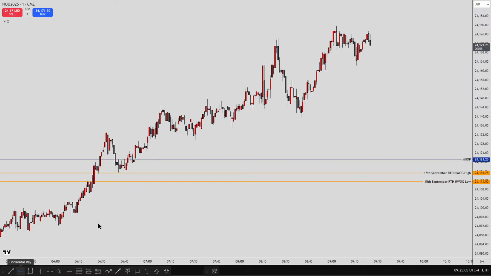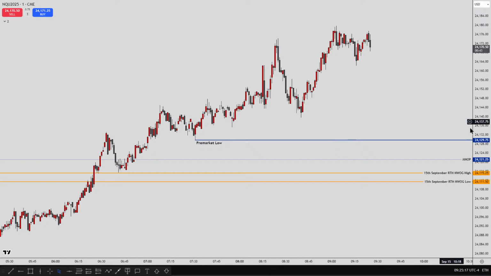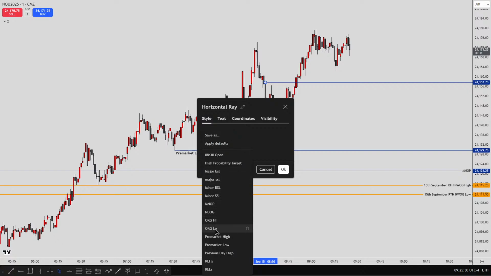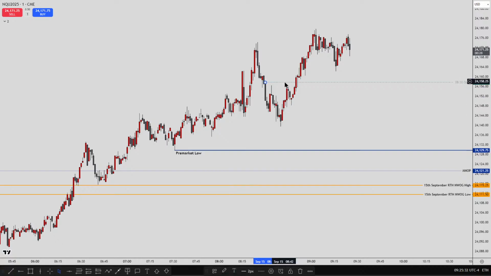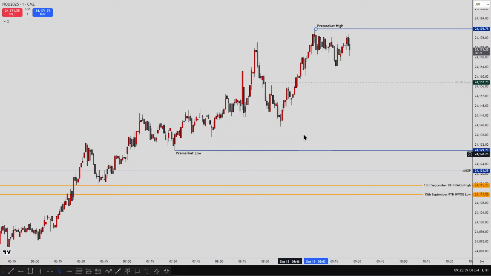Okay, looking at our pre-market range. I'm not going to be with you for the entire session, but I do want to just give you my perspective on where I think the market may go. There's our pre-market low. There's our daily opening price. And there's our pre-market high.